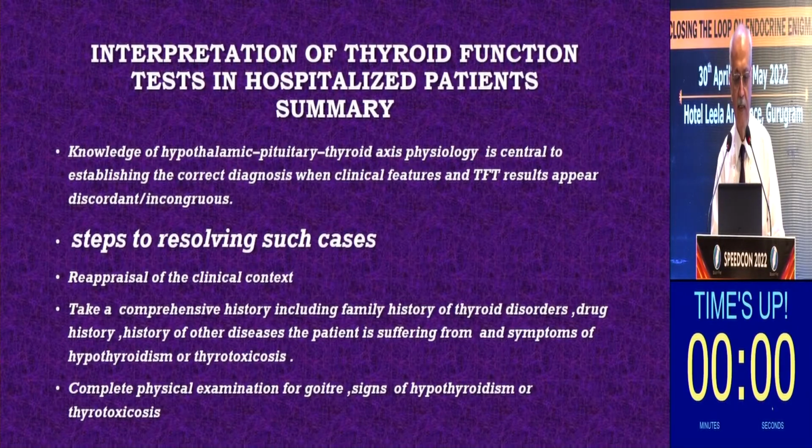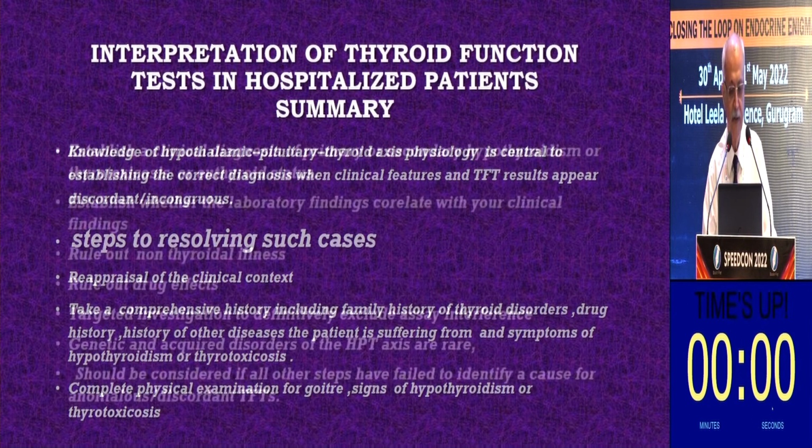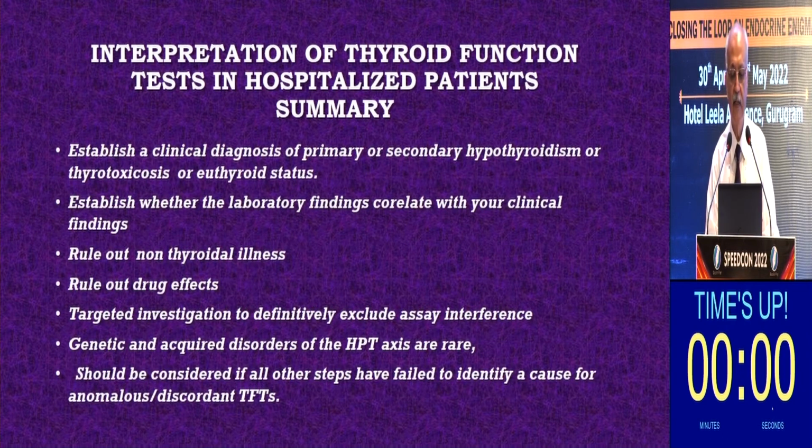So, to summarize, knowledge of hypothalamic pituitary thyroid axis physiology is central to establishing the correct diagnosis, where clinical features and TFT results appear discordant and incongruous. Reappraisal of the clinical context is necessary. Take a comprehensive history, including family history of thyroid disorders, drug history, history of other diseases the patient is suffering from, and symptoms of hypothyroidism and thyrotoxicosis. Do a complete physical examination for goiter, hypothyroidism, thyrotoxicosis. Establish a clinical diagnosis whether the patient is suffering from primary or secondary hypothyroidism or thyrotoxicosis or is in a euthyroid state.